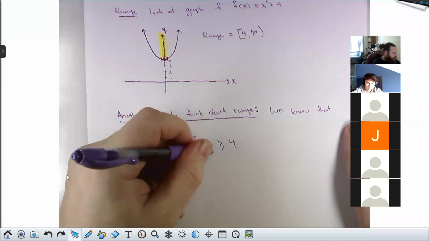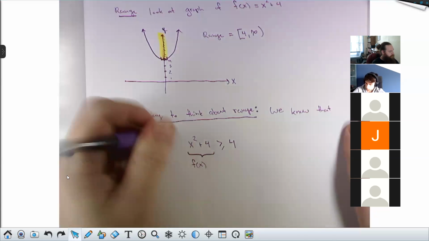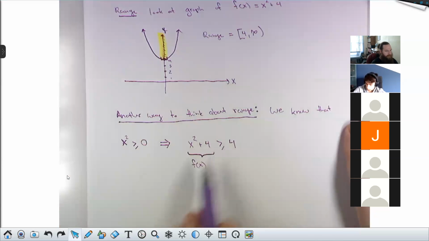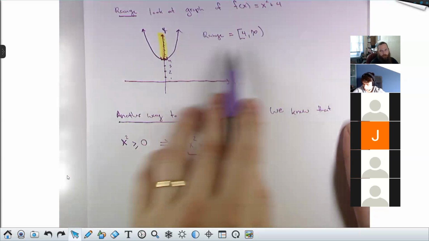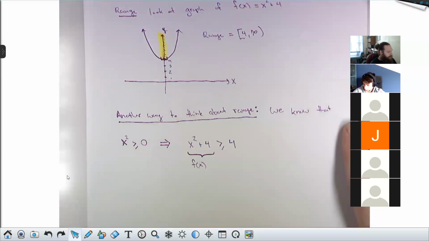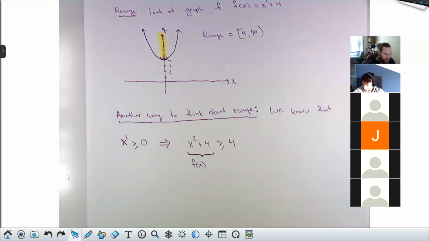And this piece right here is f of x. So what this inequality says is that f of x is always greater than or equal to 4. So the outputs from my function f, which remember are f of x, are always bigger than or equal to 4, meaning they have to come from this interval 4 to infinity. This inequality on its own doesn't quite justify the range being 4 to infinity, but it tells us that the range must at least be a subset of 4 to infinity.